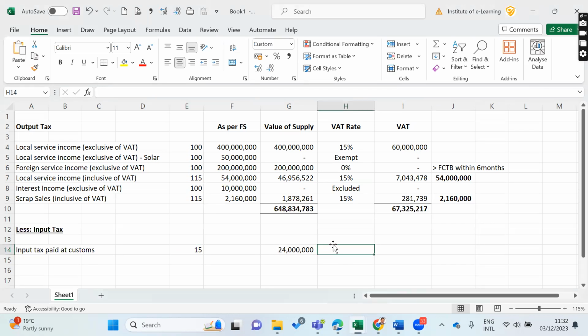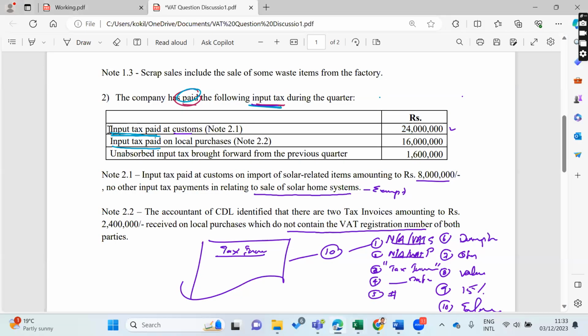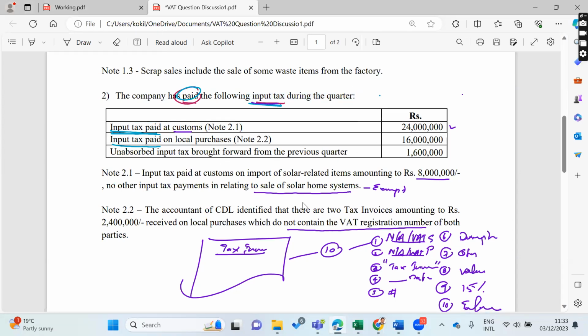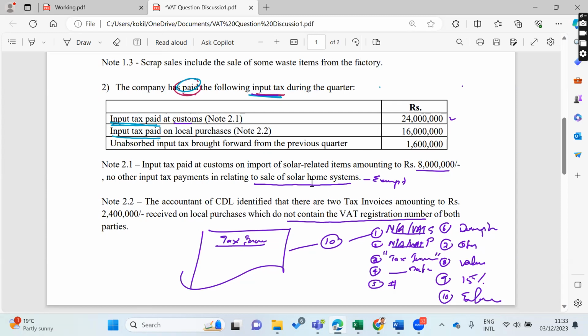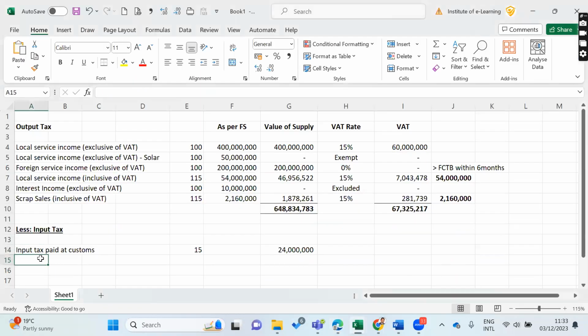The sum is mostly done like this in the exam. They do multiplication by 50 again to get a small figure, but that is not the case. They probably look in the question at whether the examiner has given that input tax was paid. If it is paid, then the VAT component is given, the input tax during the quarter. Here 8 million relates to exempt supply. Input tax paid at the point of customs, you can deduct, right?